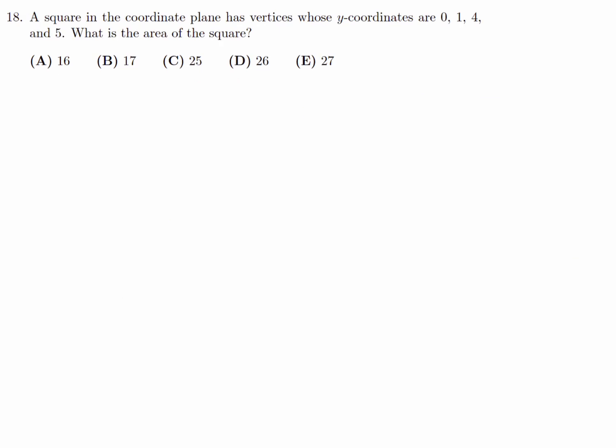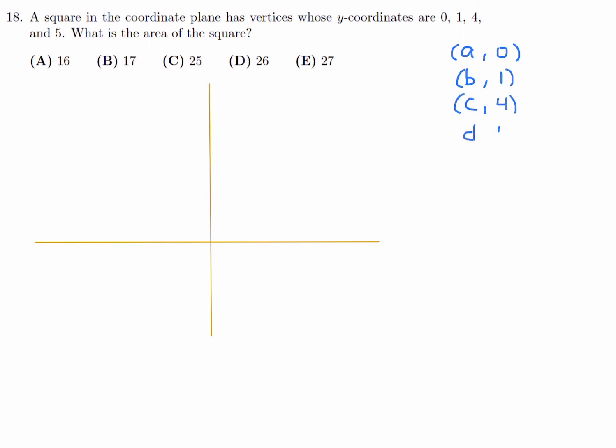A square in the coordinate plane has vertices whose y-coordinates are 0, 1, 4, and 5. What is the area of the square? Let's draw coordinate axes and try to figure out what we can do with this question. So the coordinates are something like A0, then B1, C4, and then D5. They gave me the y-coordinates, but they didn't give me the x-coordinates. So I've got to figure out how this square looks first, and then figure out the side length. And once I have the length of the side, I can easily figure out the area.